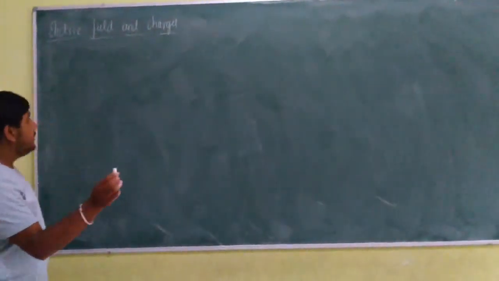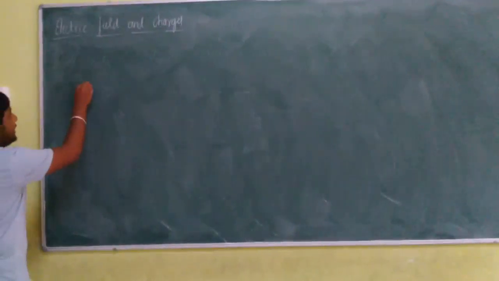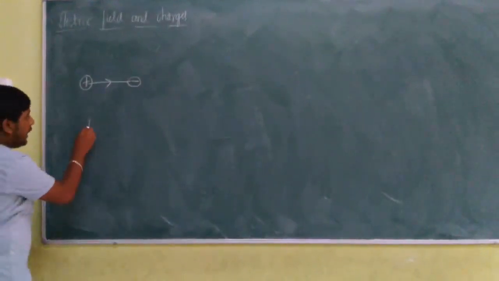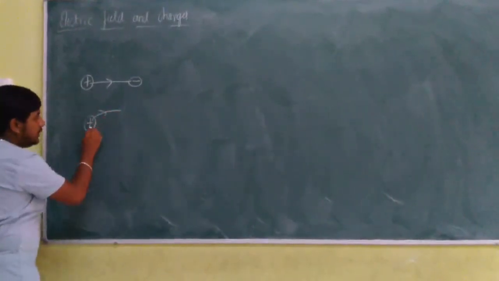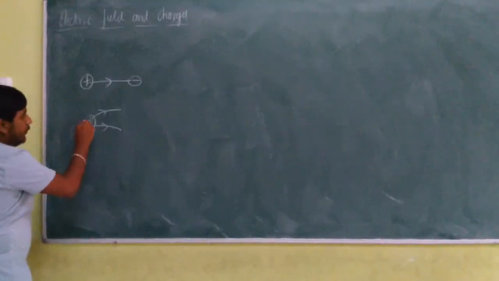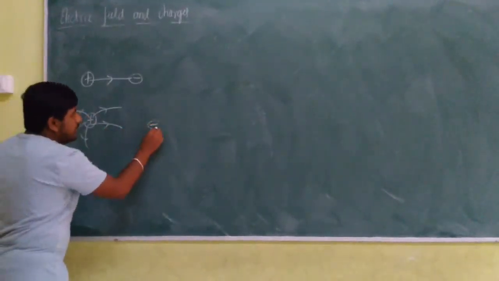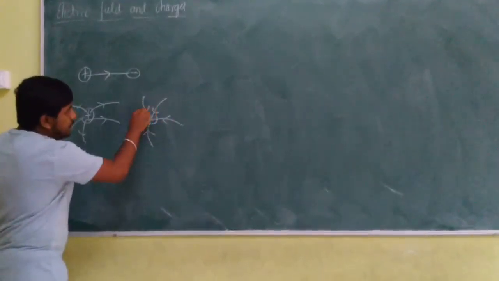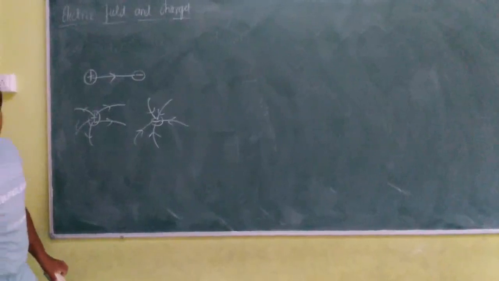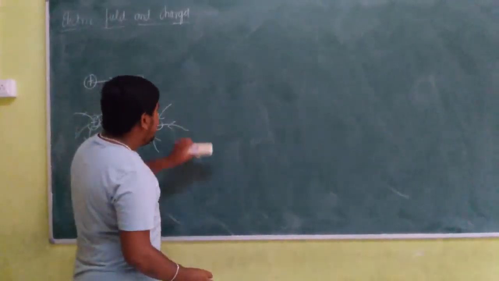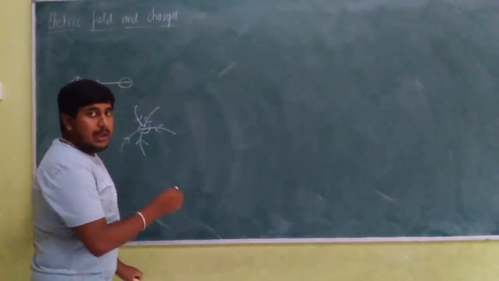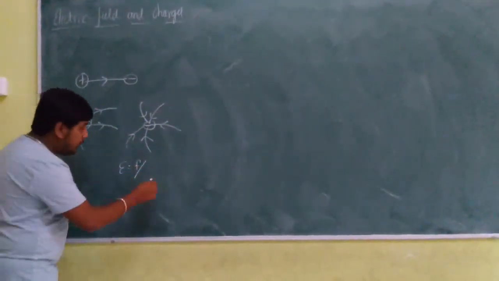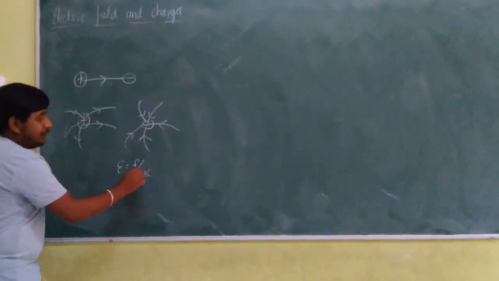Electric field lines start from a positive charge and end at a negative charge. One more thing: for positive charges the electric field lines point outward, and for negative charges they point inward. Electric field direction is important, and we need this for solving problems. These properties give the direction. Force on unit charge is called electric field. We define electric field as the force on a unit positive test charge.